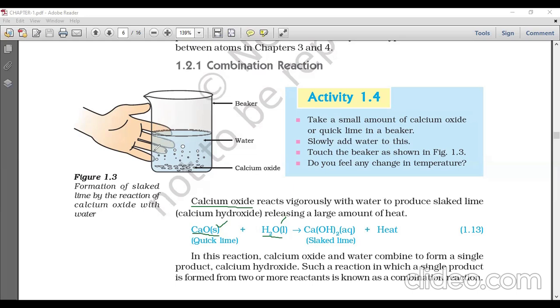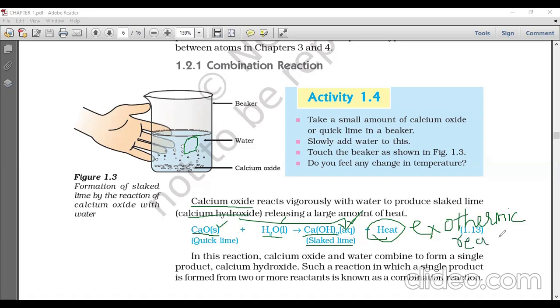This paste is called calcium hydroxide. It is dissolved in water, so we write it as aqueous. Calcium hydroxide plus heat is produced. That is the reason it is an exothermic reaction. This reaction is which type of reaction? Exothermic. Thermal means heat. Exothermic reaction.